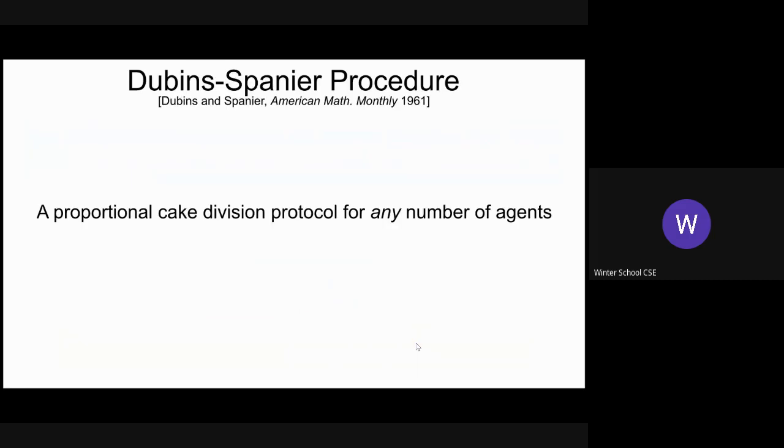Let's move to a more general setting with an arbitrary number of agents, any n. Now we want to find a proportional division for any number of agents. Any thoughts on how to do it? So everyone should get at least 1 over n.